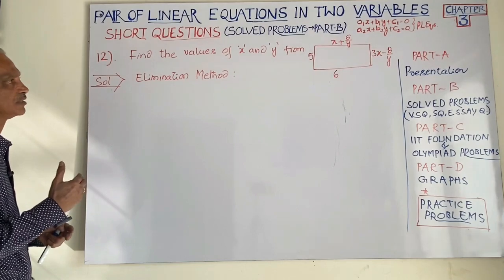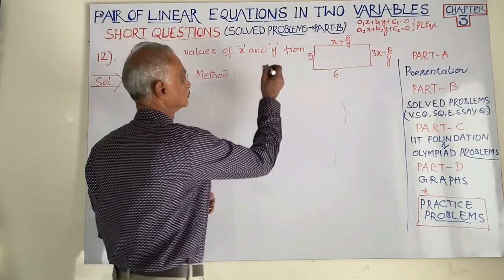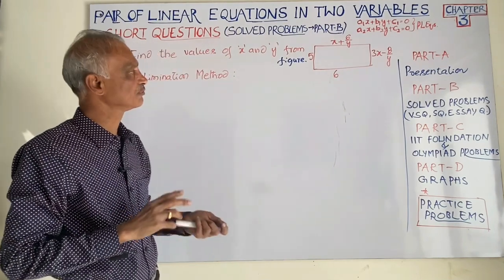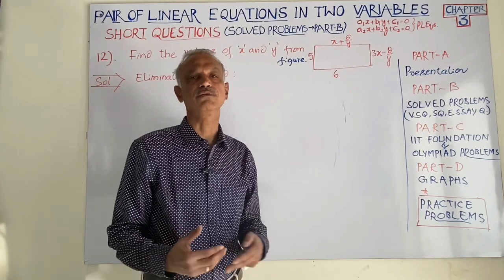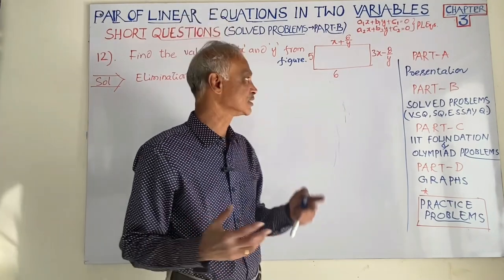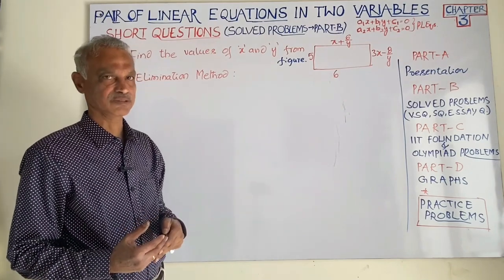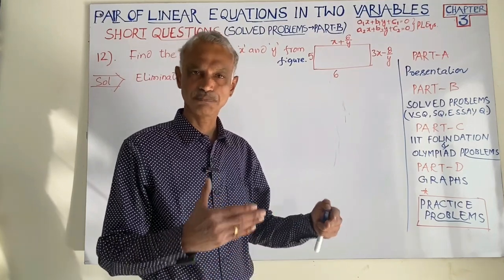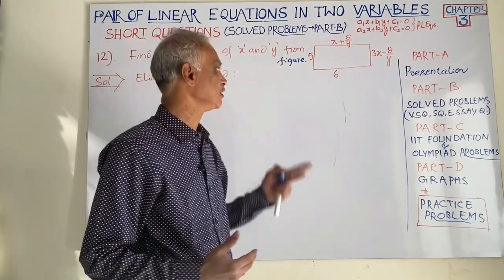Before going to the 12th problem, first find the values of x and y from this figure. From the figure, you write. What is the shape of the figure? The figure is a rectangle. You know the properties of a rectangle: opposite sides are equal. You have to solve for the values of x and y. In this problem I will take the elimination method. I will explain the elimination method and also the substitution method. First I will take the elimination method.